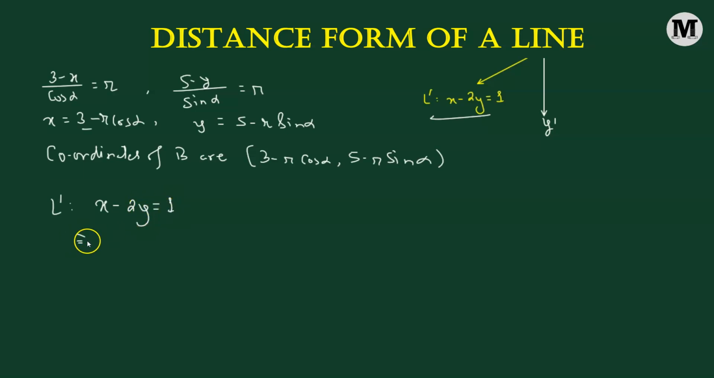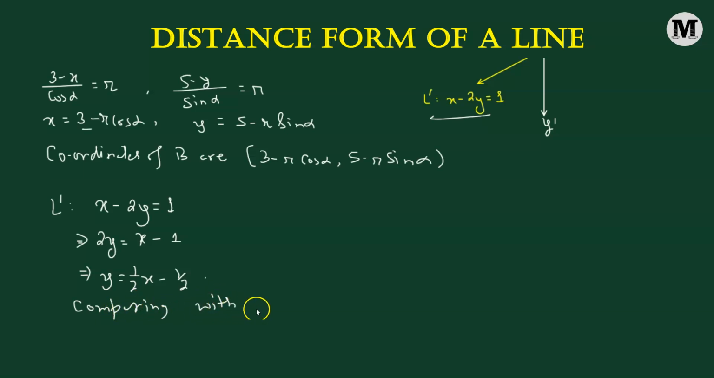We're going to rearrange the terms. We're going to keep terms containing y on the left hand side and all the terms containing x on the right hand side, including the constant, which is 1. So we had 2y = x - 1. We are going to divide both sides by 2. That's going to give us y = (1/2)x - 1/2. So we are now going to compare this with the slope-intercept form.